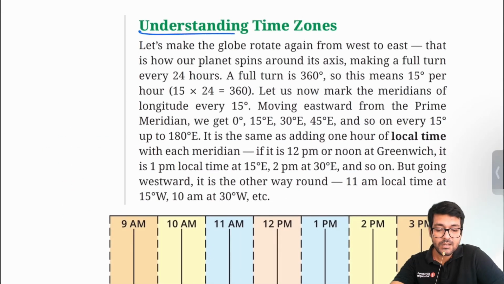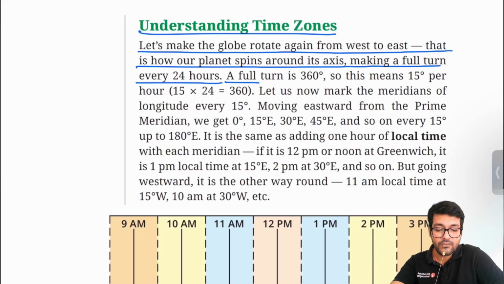Understanding time zones. Let's make the globe rotate again from west to east. That is how our planet spins around its axis, making a full turn every 24 hours. A full turn is 360 degrees, so this means 15 degrees per hour, as 15 into 24 is equal to 360.